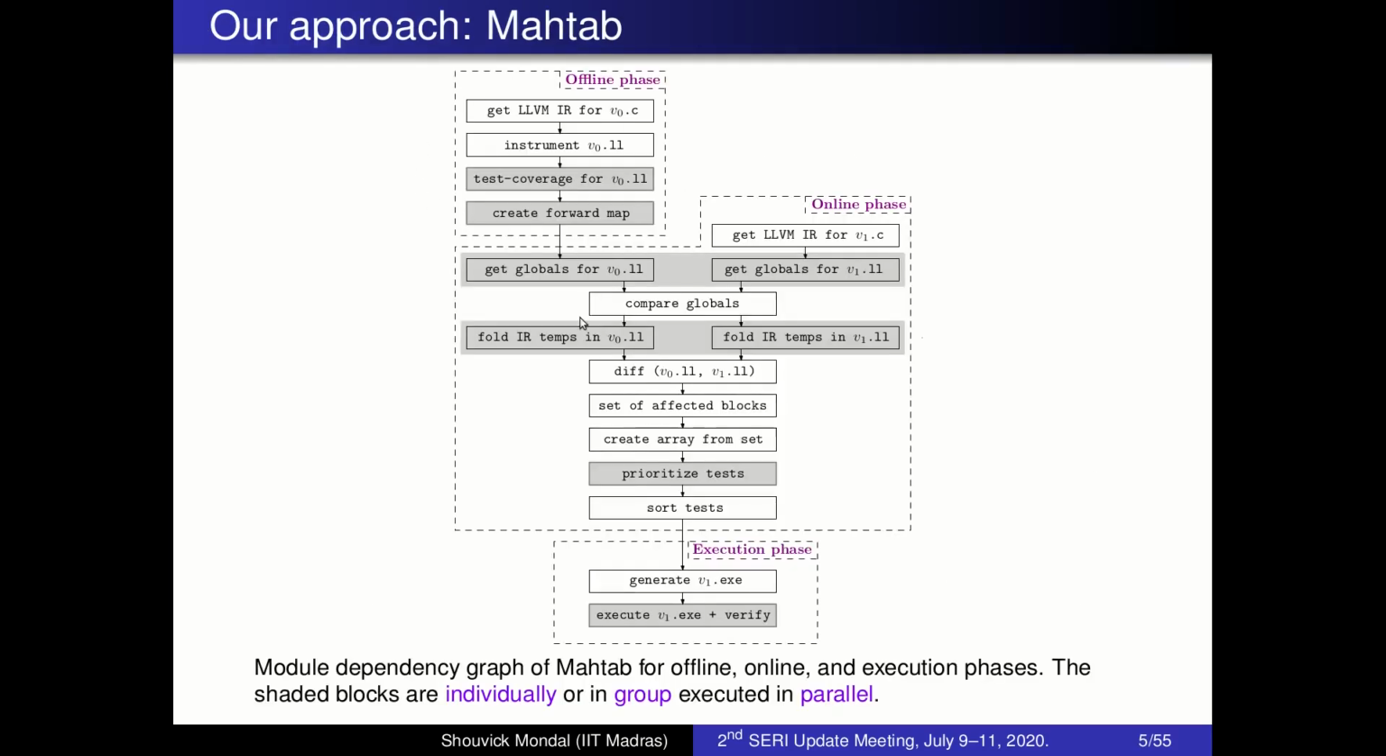This is the zoomed-in version of the different phases: the offline phase, the online phase, and the execution phase. This is the module dependency graph of our research prototype tool. The arrows mean dependency, or you can say the control flow between modules. The grayed ones are where parallelization opportunities exist, and the white ones are the inherently sequential parts of the entire framework.